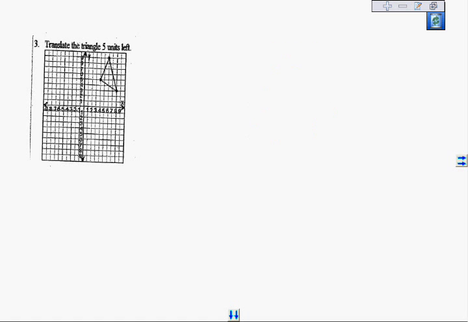Number 3, translate the triangle 5 units left. That is the x-axis. Left is minus, subtracting 5. First thing I'm going to do is write my coordinates. I go over 4, up 5. I go over 8, up 3. Over 6, up 9.